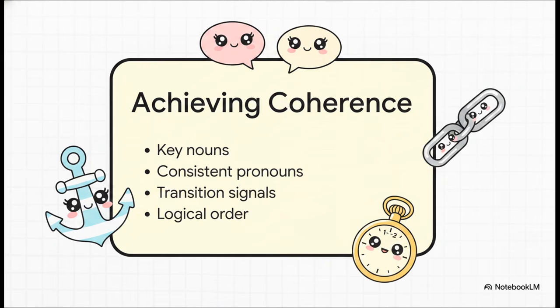To ensure your text hangs together logically and creates a really smooth flow, academics Oshima and Hogue suggest 4 brilliant ways to achieve coherence. 1. Repeating key nouns to anchor the reader. 2. Using consistent pronouns so we always know exactly who is speaking. 3. Using clear transition signals to link ideas between scenes. And 4. Strictly arranging your events in a logical, chronological order.